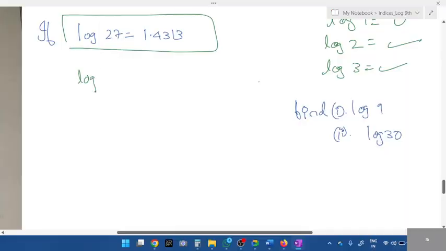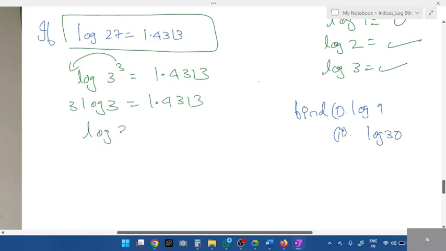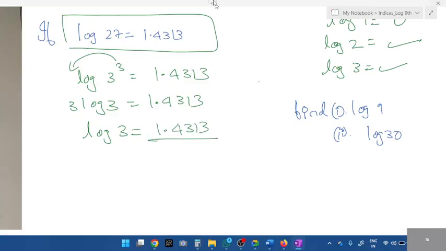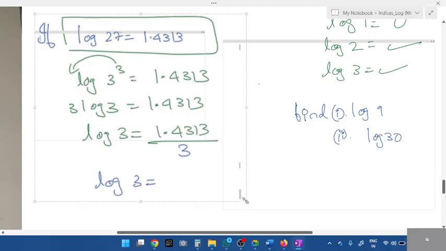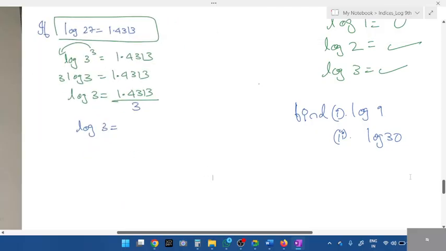How do you convert log 27? Factorize 27: 3 to the power of 3. This 3 goes to the beginning, 3 log 3. Log 3 is 1.4313 divided by 3. What is the log 3 value we get? First find log 3, students, then we'll solve these two questions. Is it clear, Anya? Did you understand?